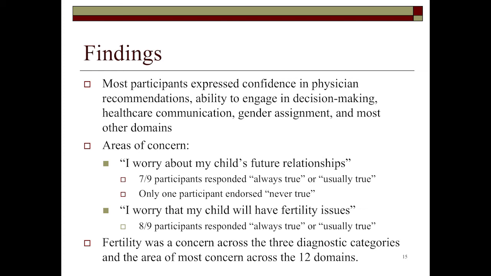The 2 areas that participants consistently expressed concerns about were worrying about their child's future relationships, where 7 out of 9 participants responded always true or usually true and only 1 participant said never true, and worrying about fertility issues, where 8 out of 9 participants across conditions responded always or usually true. I know this is a very minor preliminary study, but as a new clinician working in this area, it was meaningful to me because it brought home how much people were concerned about fertility, which has only been reinforced over time. It was the area of most concern across the 12 measured domains.